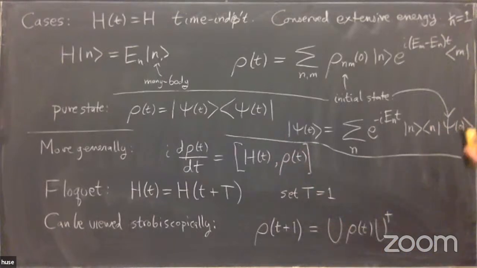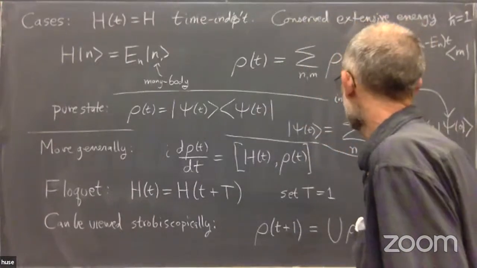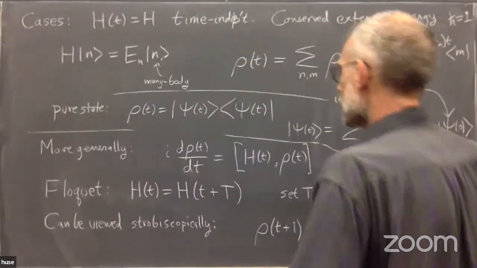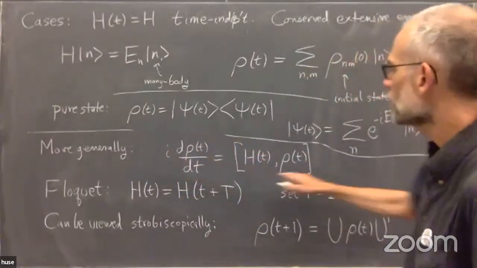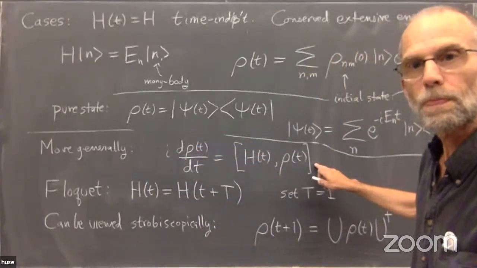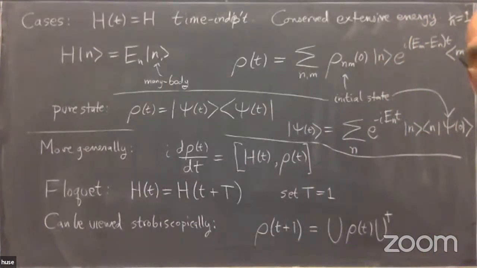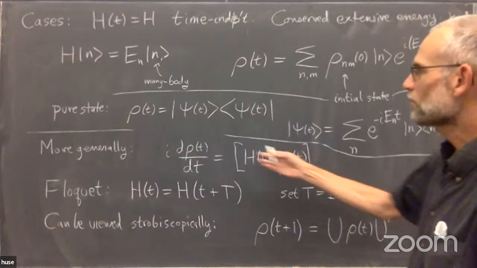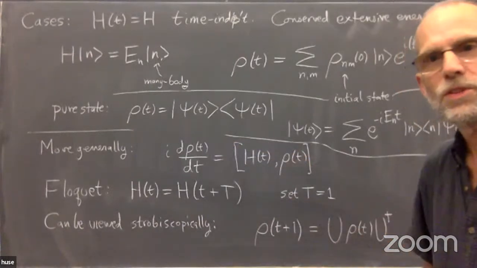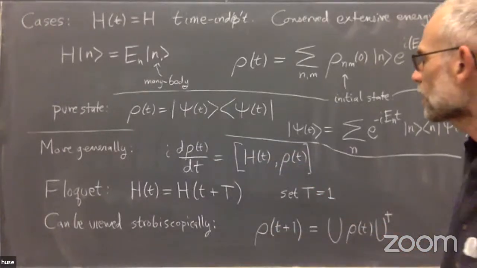Is that equation, so you have written more generally, and then there's an equation to the right of that. Is that the Schrodinger equation? Yeah, this is the Schrodinger equation for a mixed state. This is equivalent to the Schrodinger equation. Yes. Some people call it the von Neumann equation, because I think he was the first one to generally formulate it that way very soon after quantum mechanics.